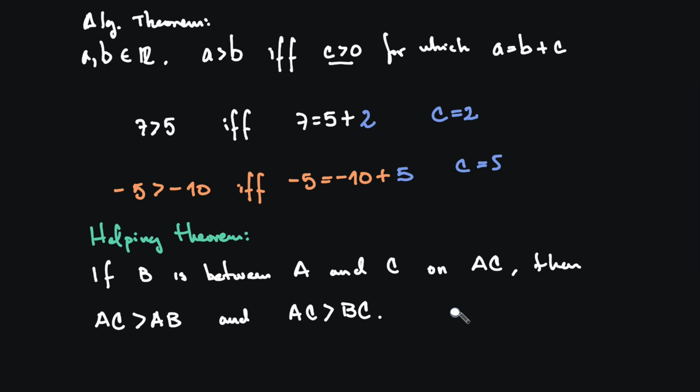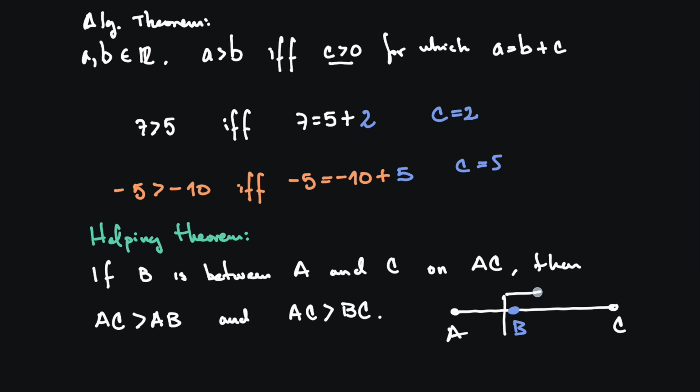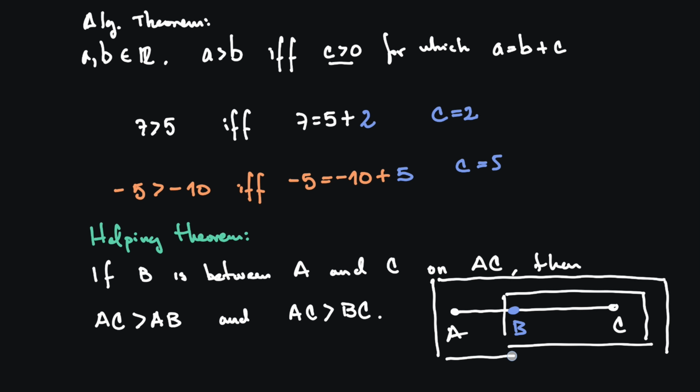Let's see it with a figure, which will probably make more sense. This is the segment AC, and we have a point B that's in between. What this theorem is telling us is that the whole segment must be greater than one of its parts. For example, AB must be smaller than the whole segment AC. So AC is greater than AB. And also, BC must be smaller than AC. In other words, AC is greater than BC. The whole thing must be greater than any of its parts. So this is what the theorem is stating.